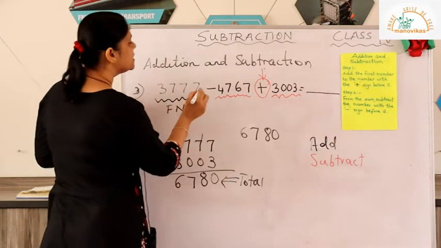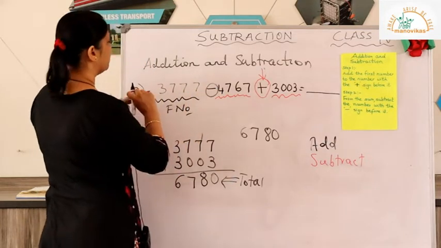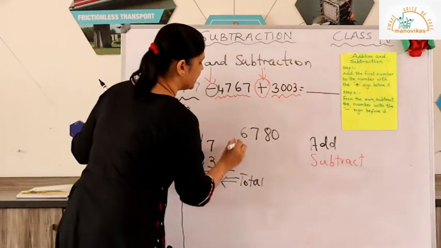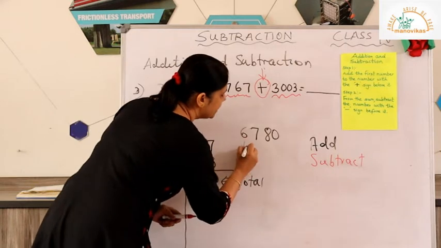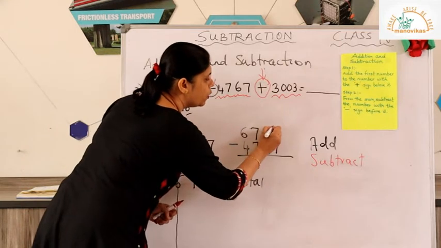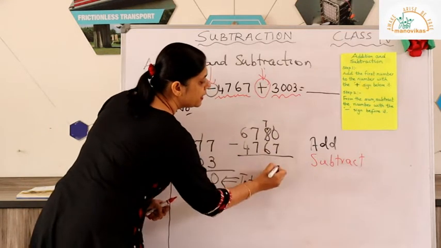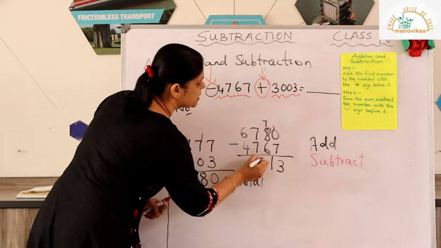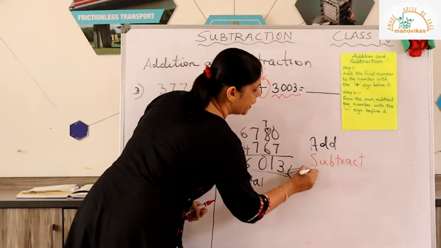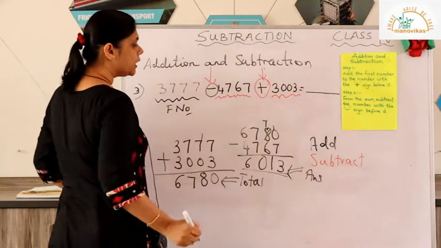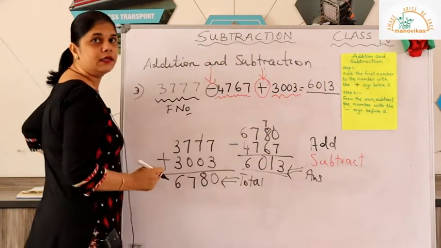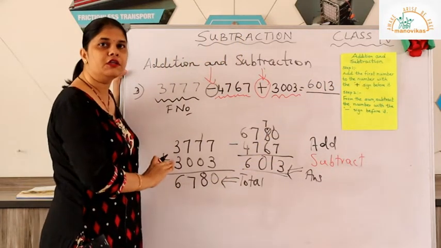4767, correct? Now this number has a minus sign before it, and so we will subtract this number from the total, that is 4767, correct? Now subtract it, borrow 1, this will become 7 3 1 0 6. So which is the final answer, correct? So what will you write here? 6 0 1 3, right? Please cross check your answers, children.